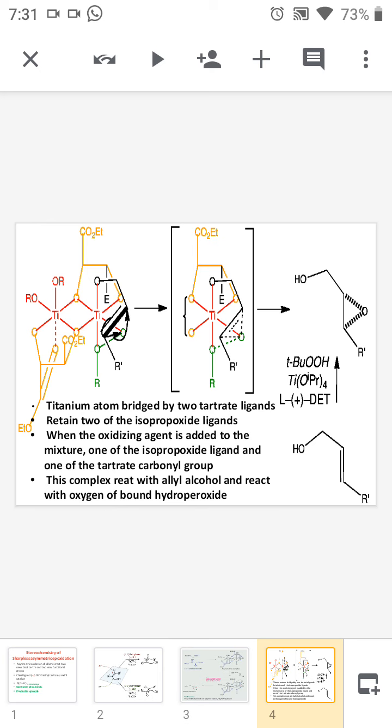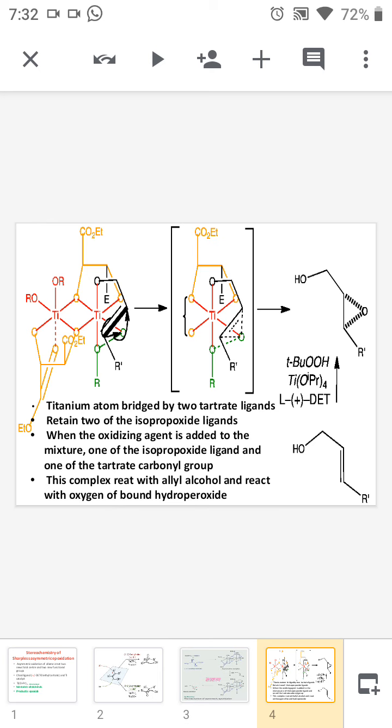See here, the titanium is represented by the red color. You can see the two titanium elements, and if we take the single titanium element, two of the ligand positions are occupied by the OR, that is isopropoxide, and the remaining 4 positions are attached by the diethyl tartrate, and the titanium atoms are bridged by the 2 tartrate ligands and retain 2 of the isopropoxide ligands when the oxidizing agent is added to the mixture. Here the oxidizing agent is the butyl peroxide.